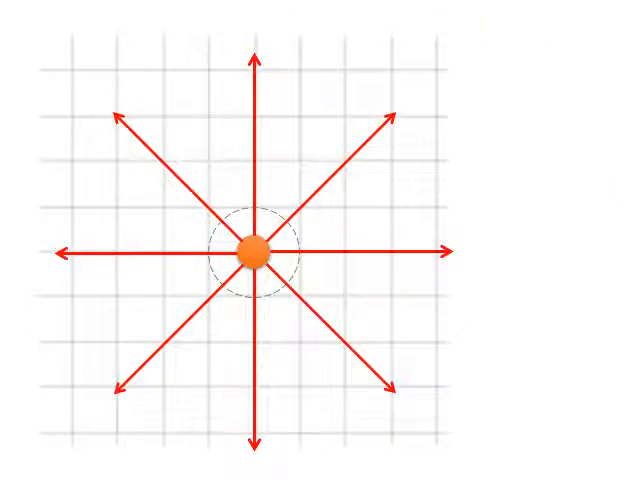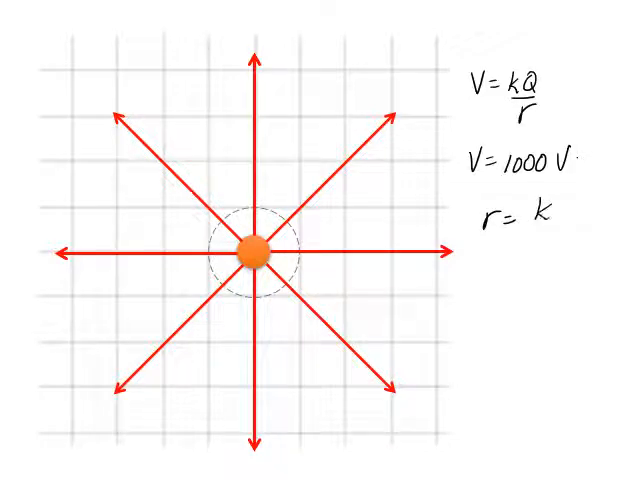For our first equipotential line, so V is equal to KQ over R, I'm going to say that I'd like to draw a line where V is equal to 1,000 volts. So then my R is going to be K times Q divided by V. That's going to be equal to 1 meter. So that's going to be a line that comes around this way. That's my 1,000 volt line.